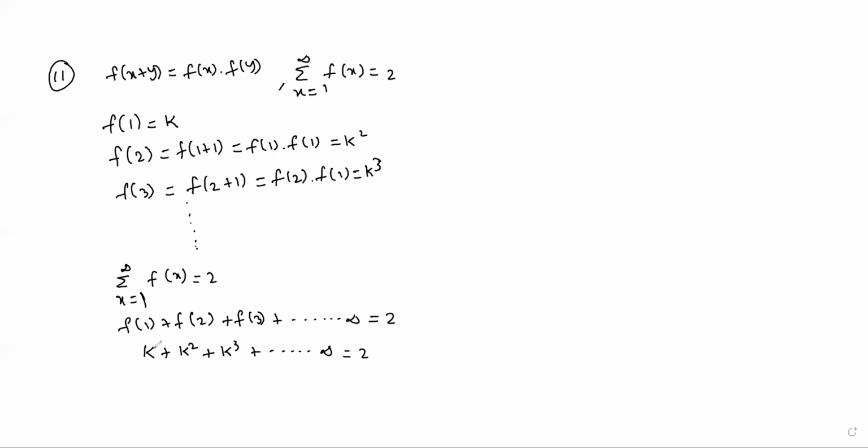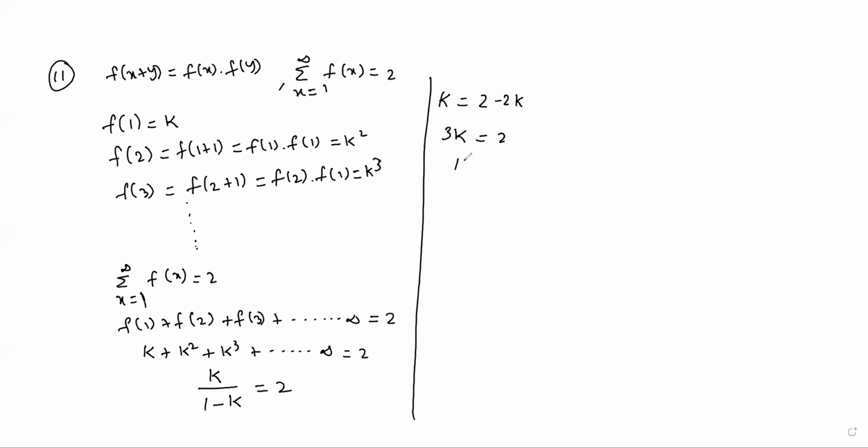Now it is clear: it is a GP, the sum of infinite terms in GP. What is the formula? A by 1 minus R. A is nothing but k, R is also k, and this is equal to 2. From this I can find the k value. Cross multiply: k is equal to 2 minus 2k. Sending minus 2k to this side, we get 3k is equal to 2, and k is equal to 2 by 3.